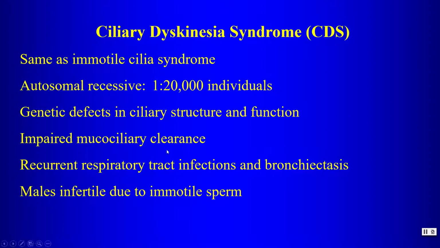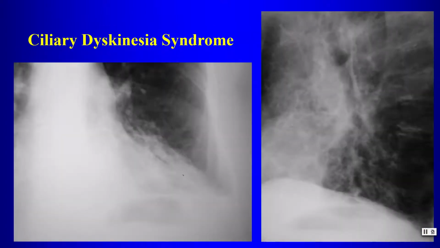Results in impaired mucociliary clearance. These patients have recurrent respiratory tract infections and bronchiectasis. And about 50% of these patients will have normal situs, 50% will have situs inversus. The ones with situs inversus, we call that Kartagener's syndrome. The ones with normal situs, we just call it ciliary dyskinesia syndrome.